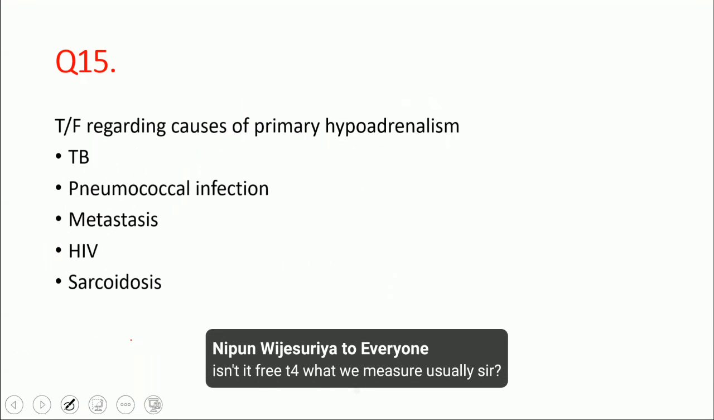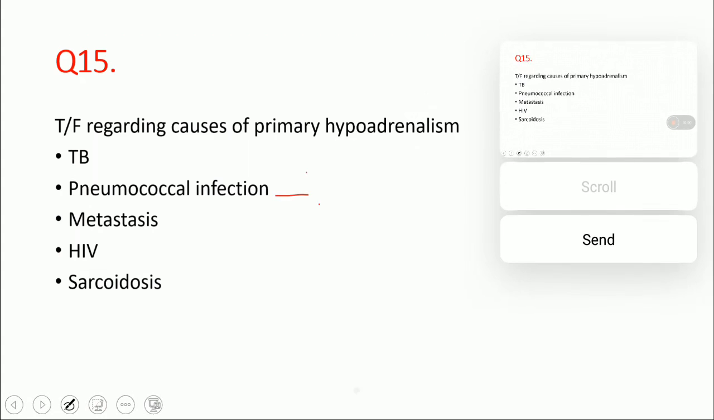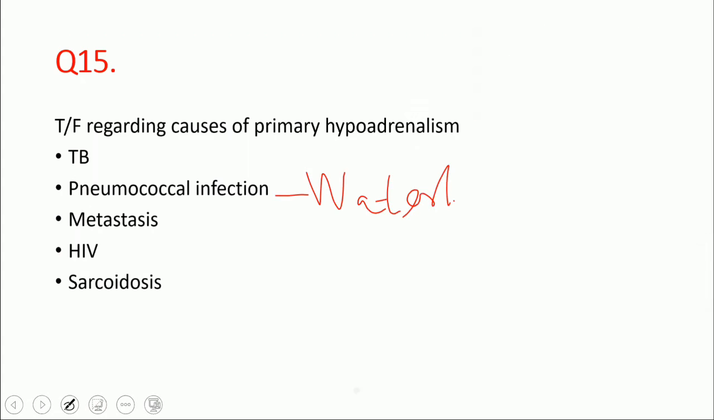Right. So from question 15 onwards, we move on to adrenal problems, right? And the first thing we are going to talk about is primary hypoadrenalism. Again, one of these MCQs asks what are the causes of primary hypoadrenalism. Primary adrenal failure secondary to pneumococcal infection is also called Waterhouse-Friderichsen syndrome. Right? They get adrenal infarcts in pneumococcal infection, bilateral adrenal infarcts. That's called Waterhouse-Friderichsen syndrome. It can be given by that name in MCQs too.